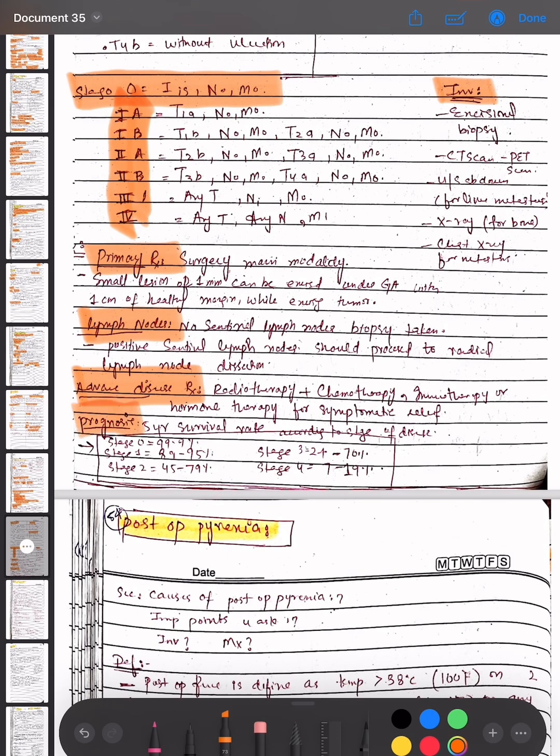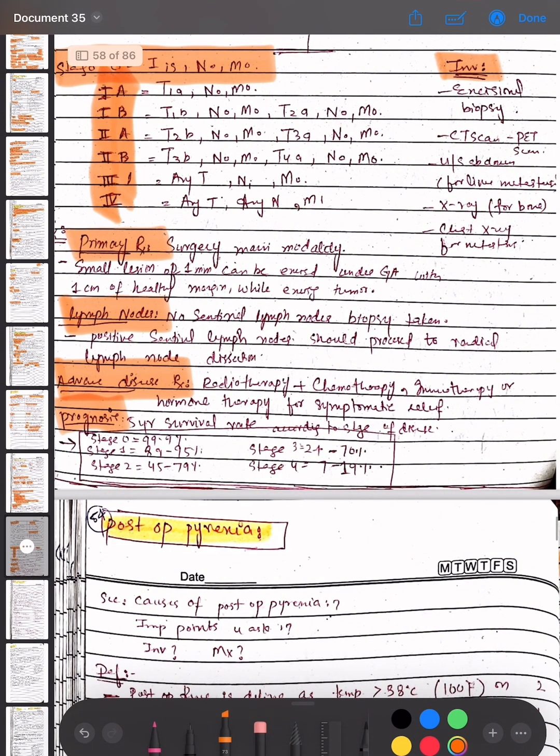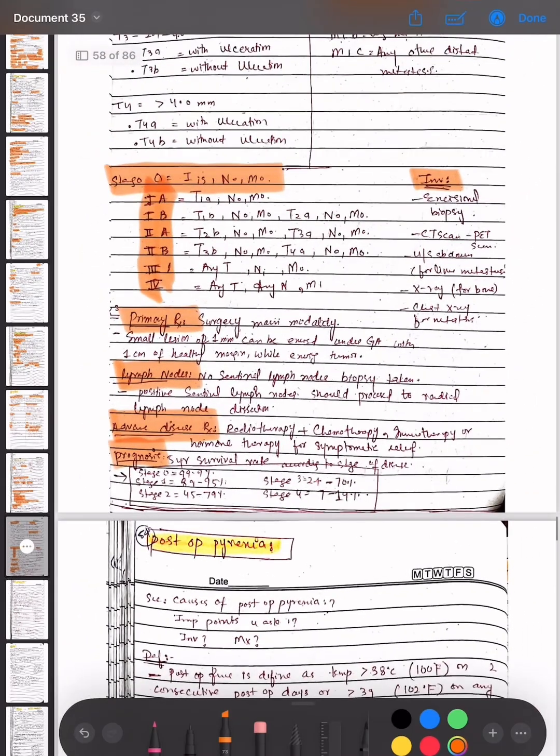What is the prognosis? The 5-year survival rate according to the stages: stage 0 is 99.9%, stage 1 is 89 to 95%, stage 2 is 45 to 79%, stage 3 is 24 to 70%, and stage 4 is 7 to 19%.